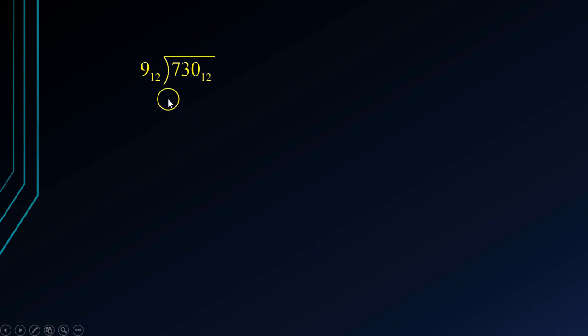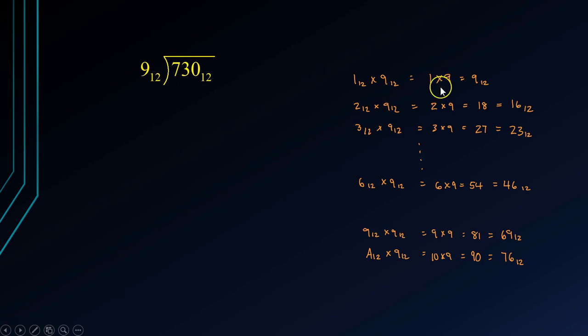Because when I look at this situation here, 9 does not go into 7 evenly. 7 is smaller than that, so I'd be looking at 73, but that's 73 base 12. And 73 base 12 is not the same thing as 73 base 10. So I need to start considering multiples of 9 base 12. As you can see, I go through quite a bit of a list here until I got to a place where I could definitely state that I found the best multiple to put in there, and it would be 9 base 12, because that gives me 69 base 12, whereas 9 base 12 times 9 base 12 would give me 76 base 12, which is too big.